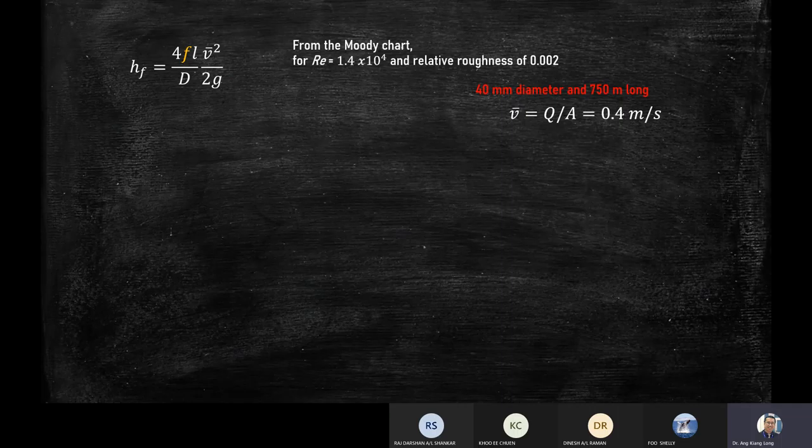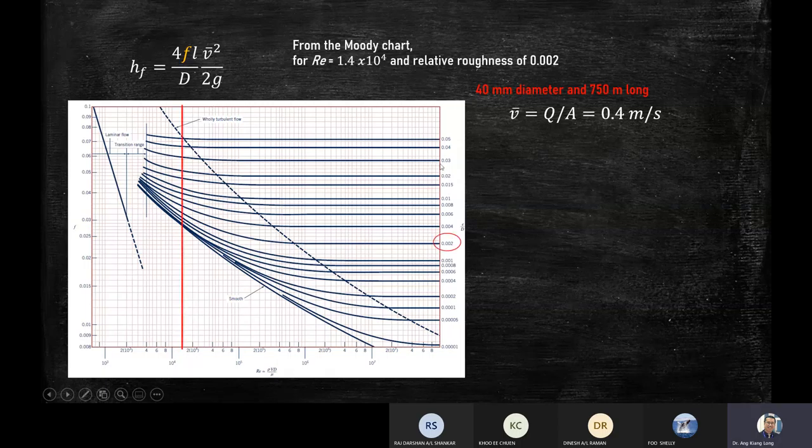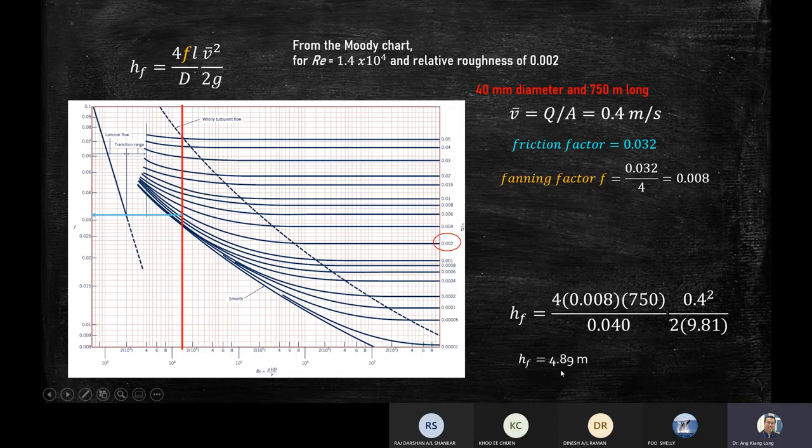This is just an explanation, like what I did just now. If you use calculation, you have hf equals 4fL divided by D, V squared divided by 2g. From the Moody chart, you use 0.002, and from the Reynolds number you calculated just now, 1.4 × 10⁴, the friction factor you get from the graph is 0.032. So 0.032, you divide by 4, you get 0.008. Okay, so you will get 4.89. When you use this equation with 4f, you need to divide the friction factor by 4.